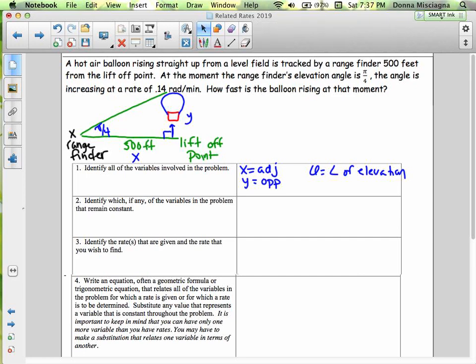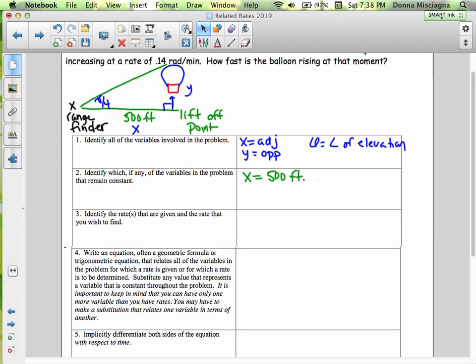All right, so identify which, if any, of the variables in the problem will remain constant. X will remain constant. Right? The rangefinder's not going for a walk. The liftoff point is what the liftoff point is. So x is going to be 500 feet. We're given that the rangefinder's 500 feet away from the liftoff point. The other distances are changing, but not that one.